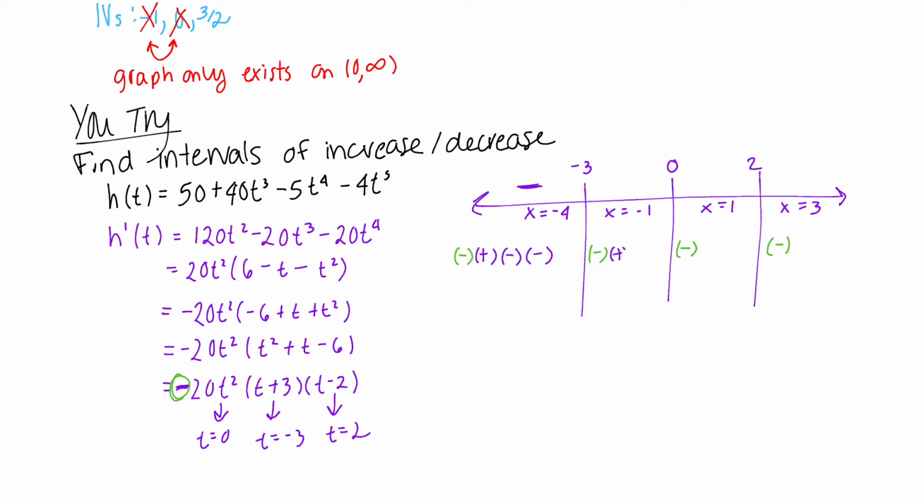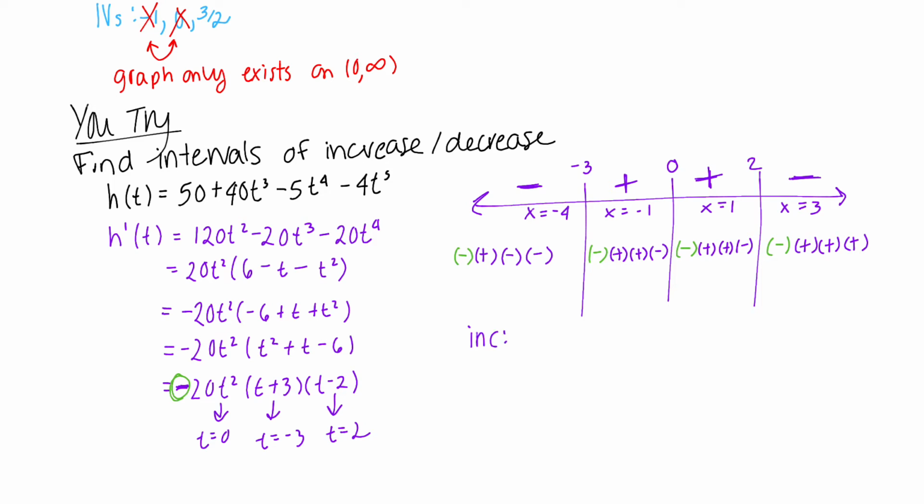Negative 1 squared is positive. Negative 1 plus 3 is positive. Negative 1 minus 2 is negative. 2 negatives make a positive. 1 squared is positive. 1 plus 3 is positive. 1 minus 2 is negative. 2 negatives make a positive. 3 squared is positive. 3 plus 3 is positive. 3 minus 2 is positive. 1 negative makes a negative.